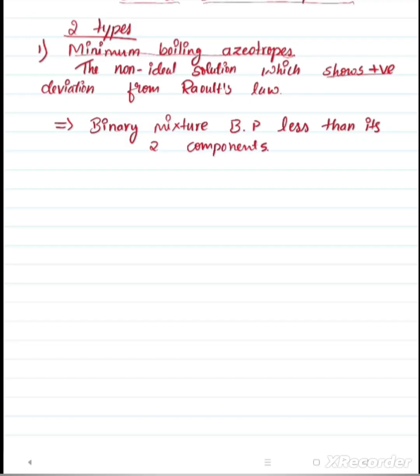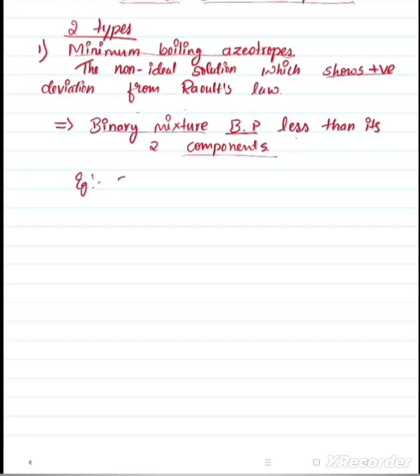That means after mixing, the boiling point is very low compared to the two components. Solute and solvent, two components will be there. Before mixing, if we separate solute and solvent, the pure state has a higher boiling point compared to this solution. You should remember this one also.